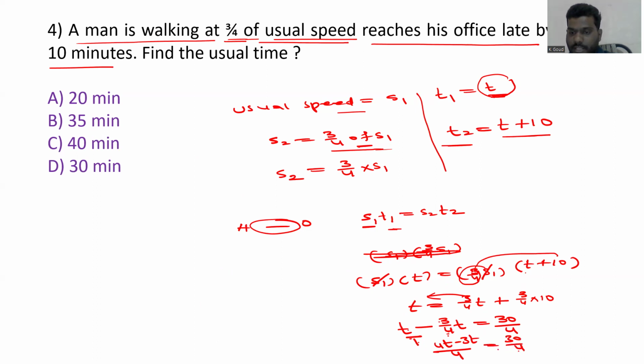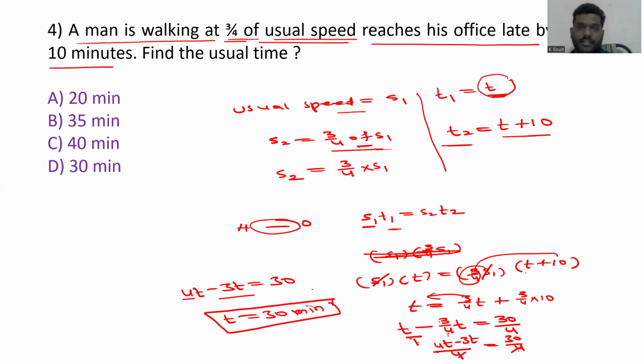So both have the same denominator, so cancel the same terms. Now what is left? 4T minus 3T equal to 30. 4T minus 3T means 4 minus 3 is 1, 1T. 1T equal to 30 minutes. So T equal to 30 minutes. Option D is the right answer.